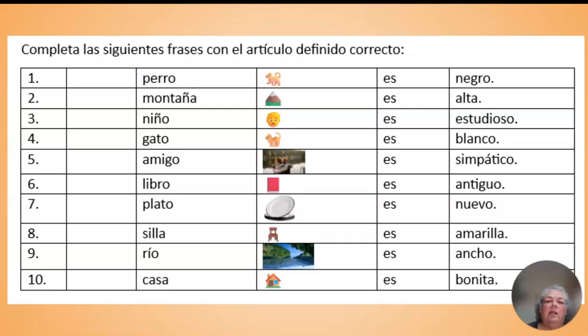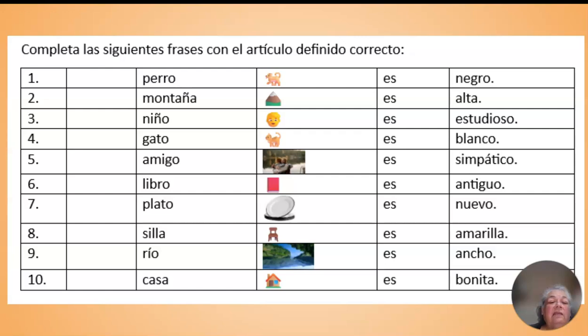Okay, let's move on. I have these sentences. Notice that it is a sentence. In Spanish, we use the articles a lot. That's why I wanted to put sentences and not just nouns by themselves, so you start to develop the feeling of how a sentence is supposed to look. Let's complete it.